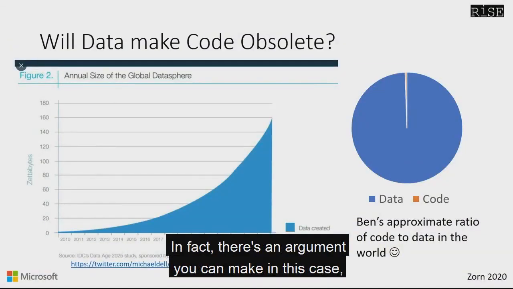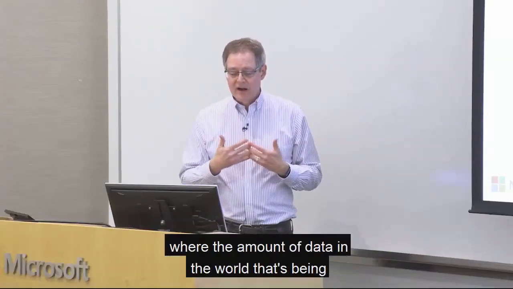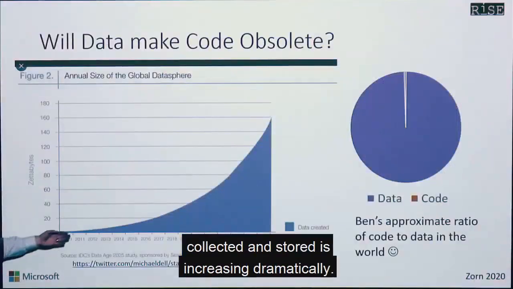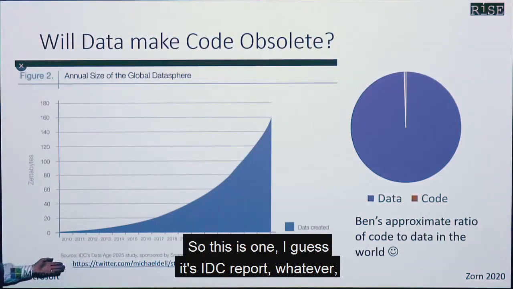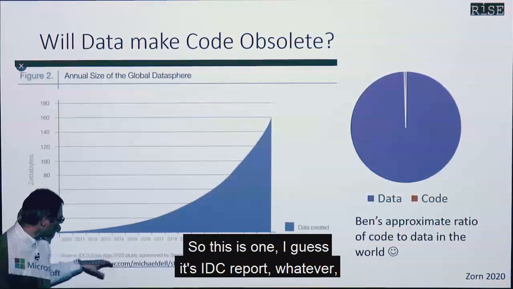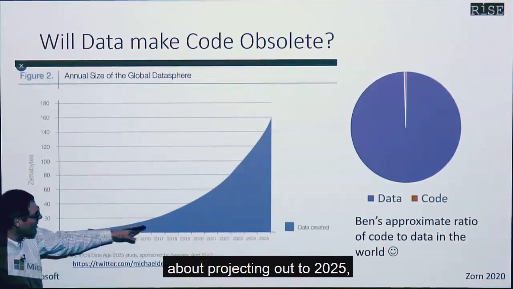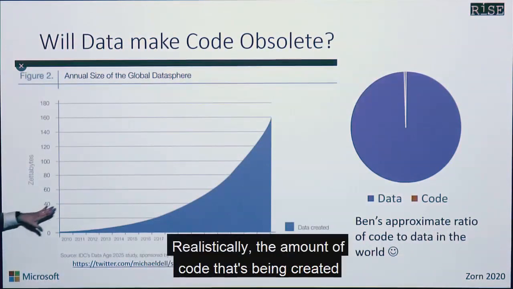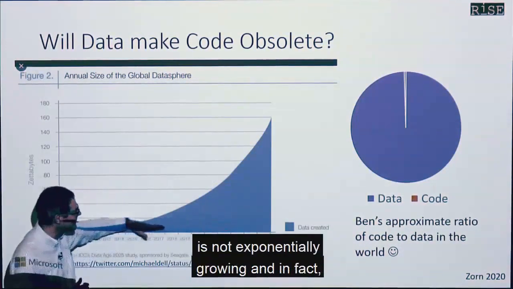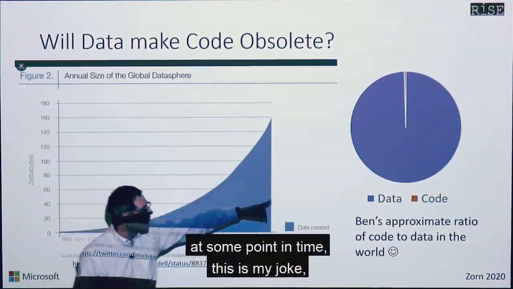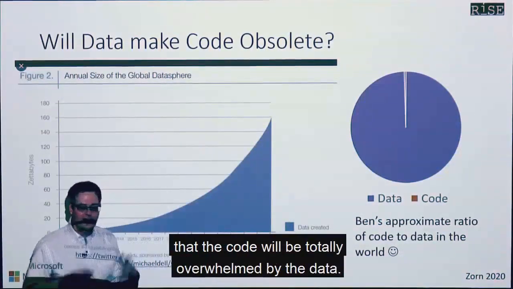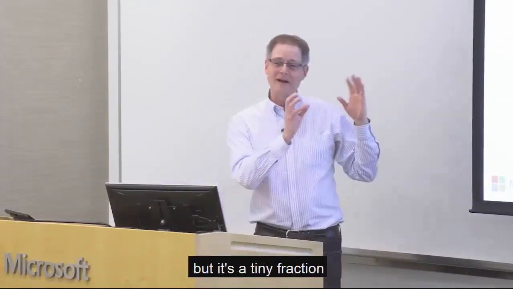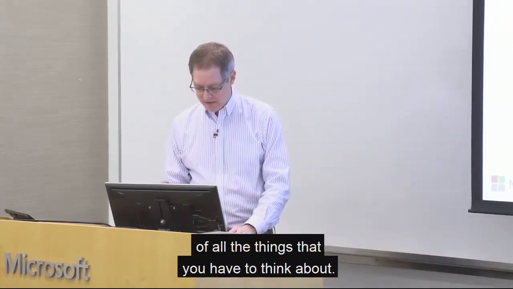In fact, there's an argument you can make in this case where the amount of data in the world that's being collected and stored is increasing dramatically. So this is, I guess it's an IDC report, projecting out to 2025, basically showing the amount of data in the world. And it just increases exponentially, right? And realistically, the amount of code that's being created is not exponentially growing. And in fact, at some point in time, this is kind of my joke, the code will be totally overwhelmed by the data. And so the data really is everything. And the code is important, but it's a tiny fraction of all the things that you have to think about.